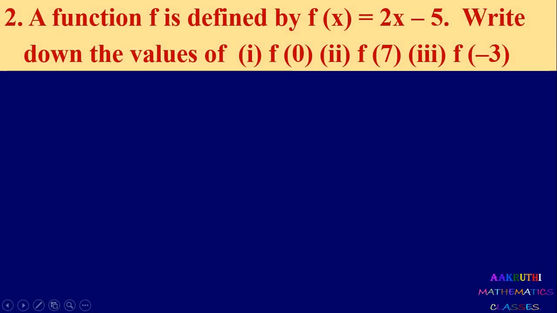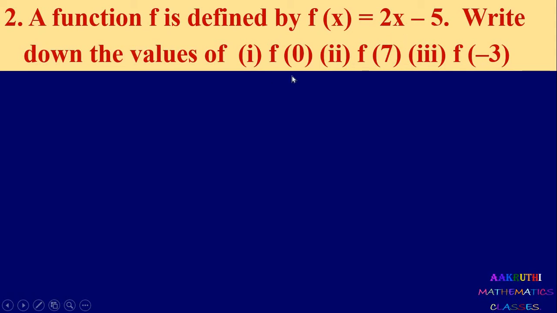So next problem, a function f is defined by f of x is 2x minus 5. Write down the values of f of 0, f of 7 and f of minus 3. Now here the question is to find f of 0, that is, when x equals 0 you have to find the function value. When x equals 7 you have to find the function value, and when x equals minus 3 you have to find the function value.